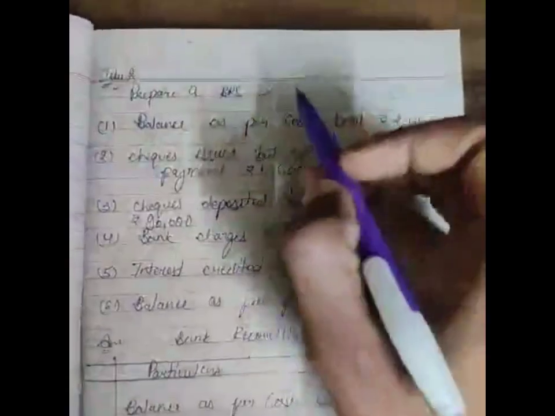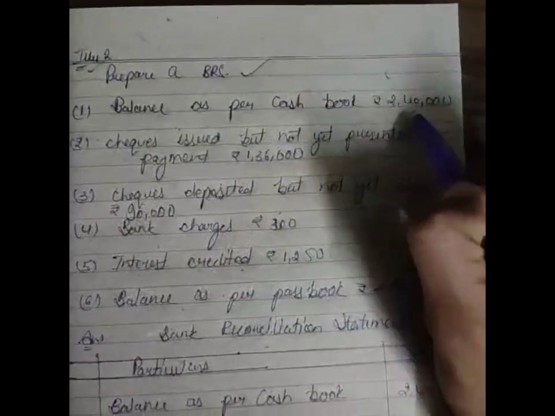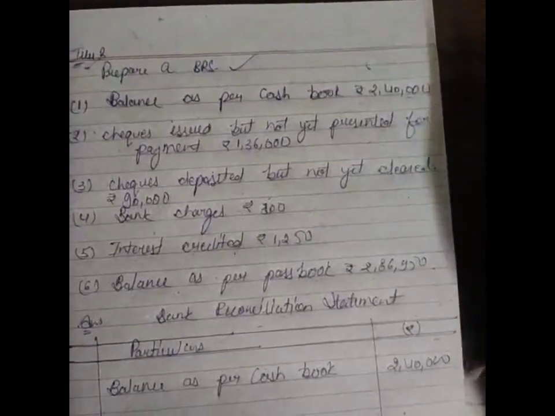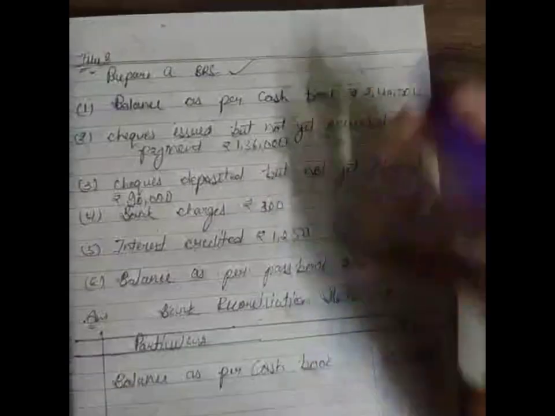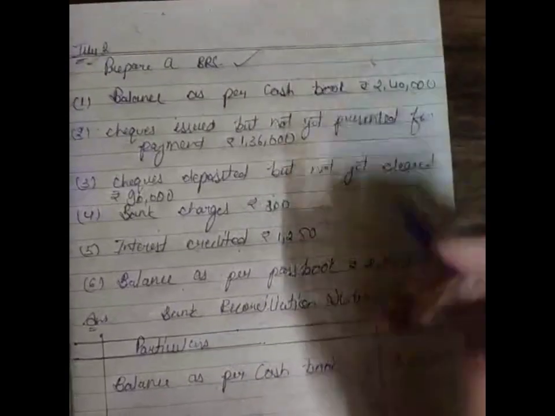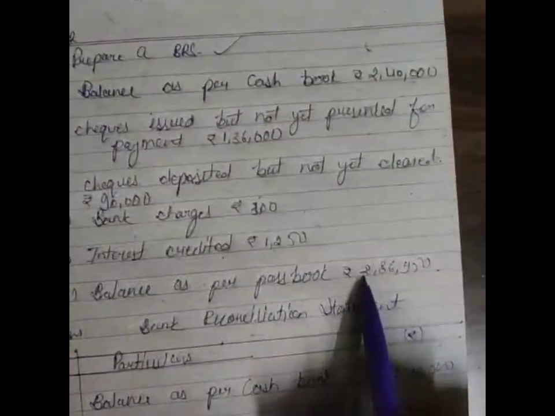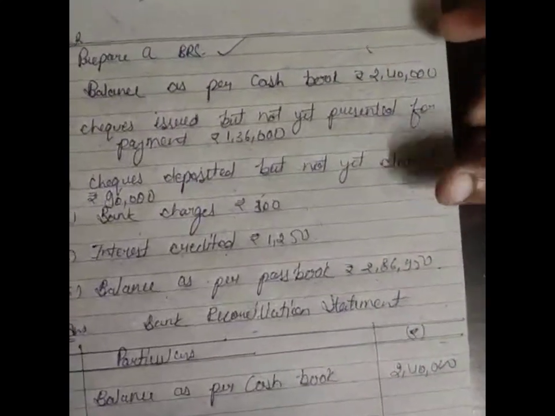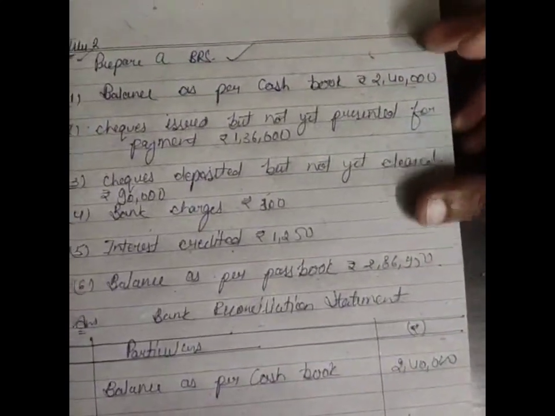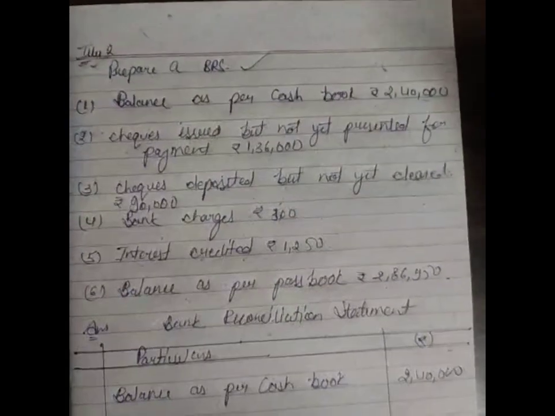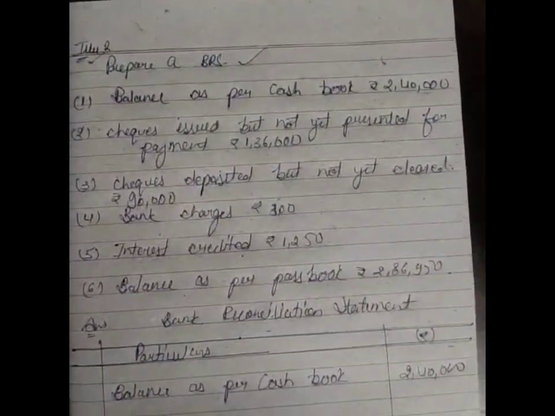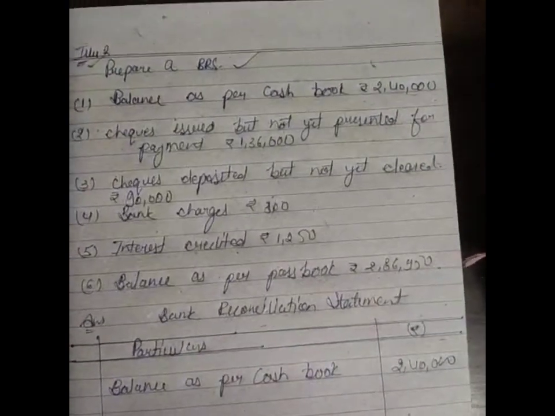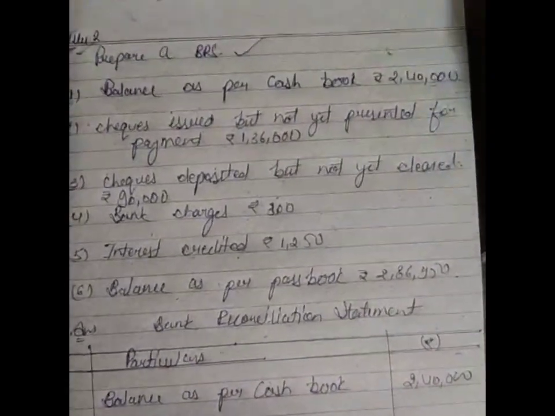Let's say that in the first instance we have been given the cash book balance, which amounts to 2,40,000. We read out the certain transactions which are given here, and at last it is given that the passbook is showing this balance. So this balance and the cash book balance are not reconciling. We have to reconcile the two. First of all, let's keep in mind that if my cash book balance is 2,40,000, I have to arrive at my bank passbook balance, right?